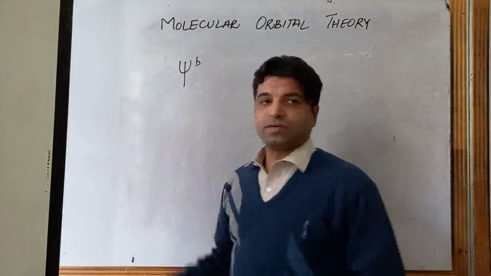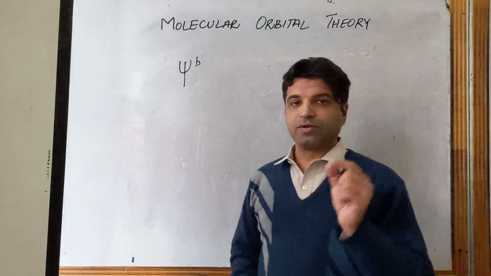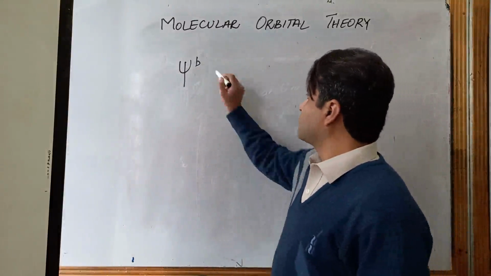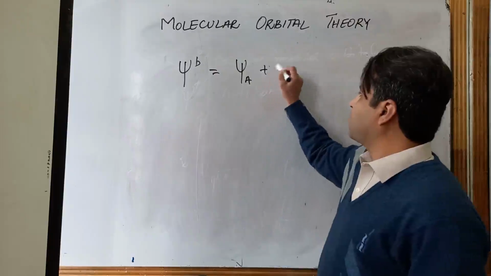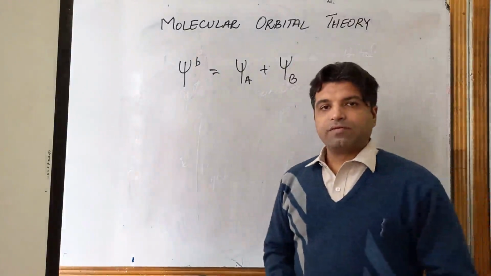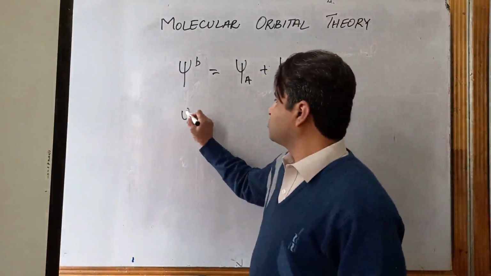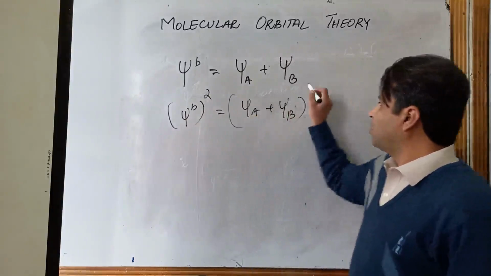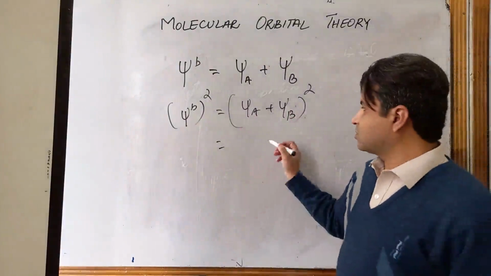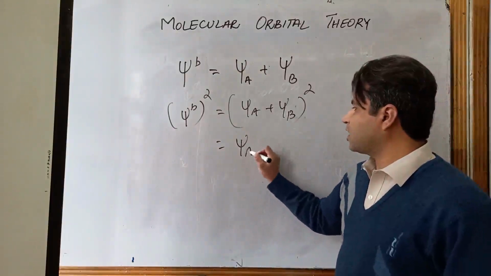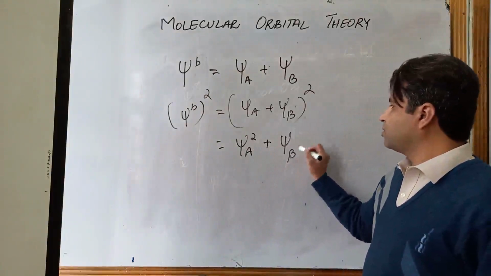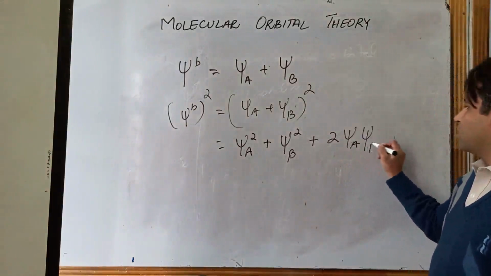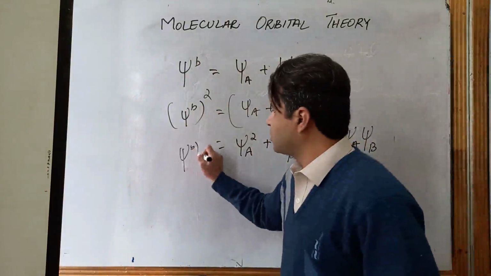So coming back to that equation, which shows the bonding molecular orbital, if you take the square of this equation, let me write the equation again for you. That is, psi B is equal to psi A plus psi B. If you take the square of this equation, this is equal to psi B whole square, and psi A plus psi B whole square. You solve this square, this bracket, and this is equal to psi A square plus psi B square, this is from your math class, plus 2 into psi A into psi B. This is equal to psi B whole square.